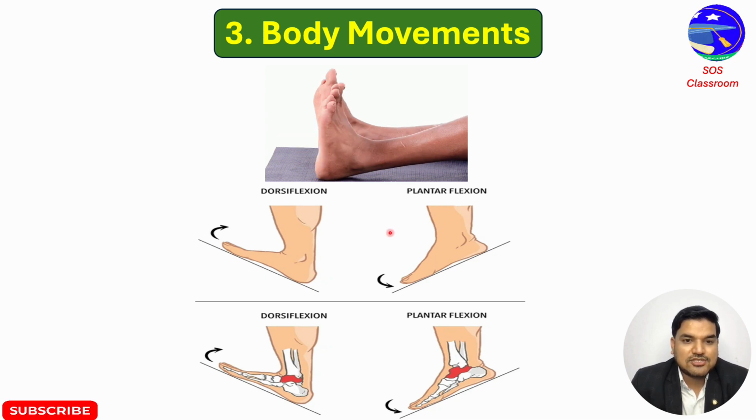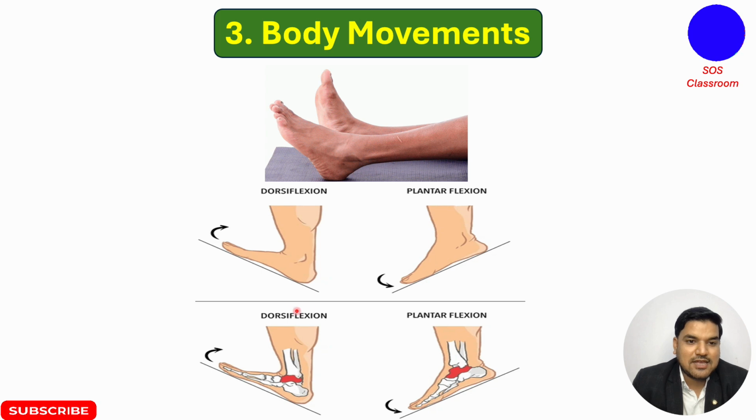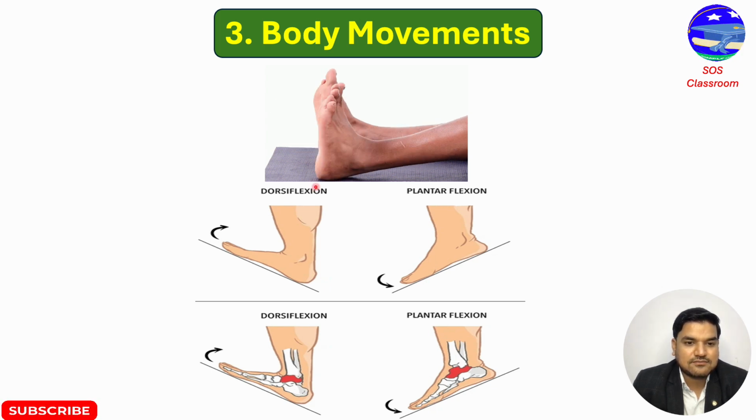The next body movement is dorsiflexion and plantar flexion. Dorsiflexion means you can see the movement of the palm to the upper side, and plantar flexion means movement to the downside. Dorsiflexion, plantar flexion. Dorsiflexion means the bone moves toward your body sides, and plantar flexion moves the bone away from the body sides. So this is called dorsiflexion and plantar flexion.